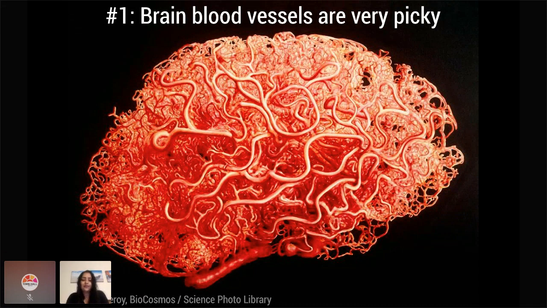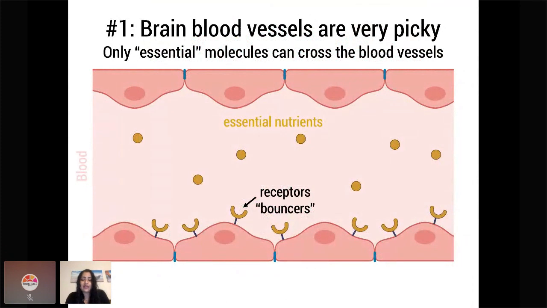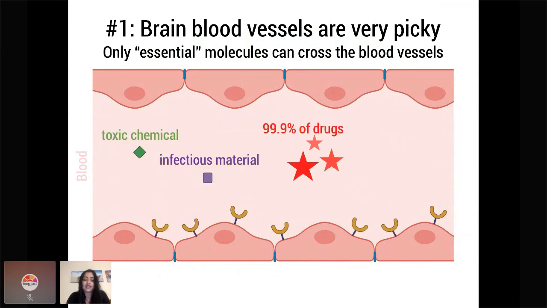The way that blood vessels can be this picky is by having specialized receptors along blood vessel cells. You can think of these receptors as bouncers because they're standing at the gate between the blood and the brain in control of what gets in and out. So when an essential nutrient comes along in the blood, something that the brain needs, well, these bouncers have no problem letting them into the brain side. But instead, if there are toxic chemicals or infectious materials floating around, well, these won't be let through. Unfortunately, 99.9% of drugs are blocked at this stage too.